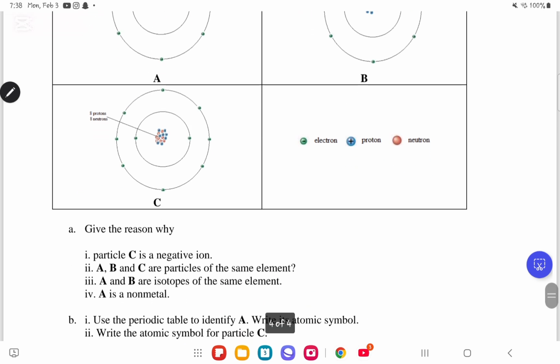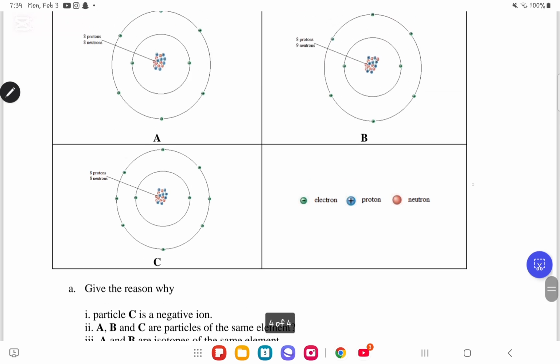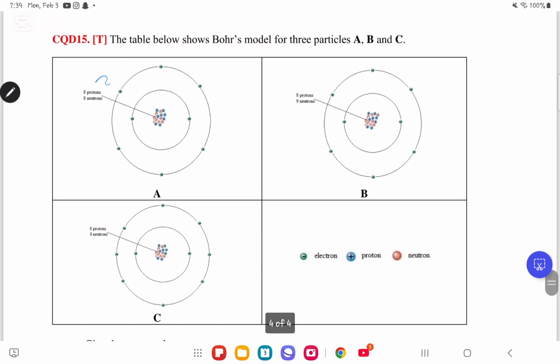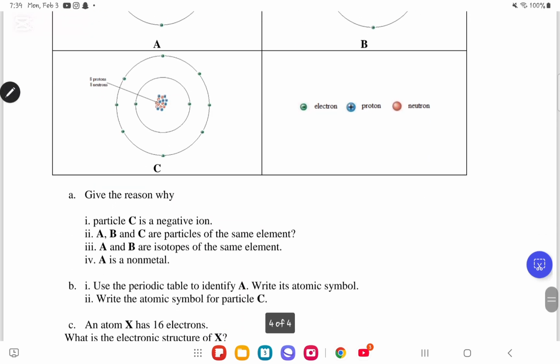Okay? Now, A and B are isotopes of the same element. Why? Because first of all, they are atoms, so they don't have a charge. They have the same number of protons and electrons, whereas B has a greater number of neutrons than A. So if they have the same number of protons and the same number of electrons, but a different neutron number, or in general, a different mass number, then they are definitely isotopes of the same element.